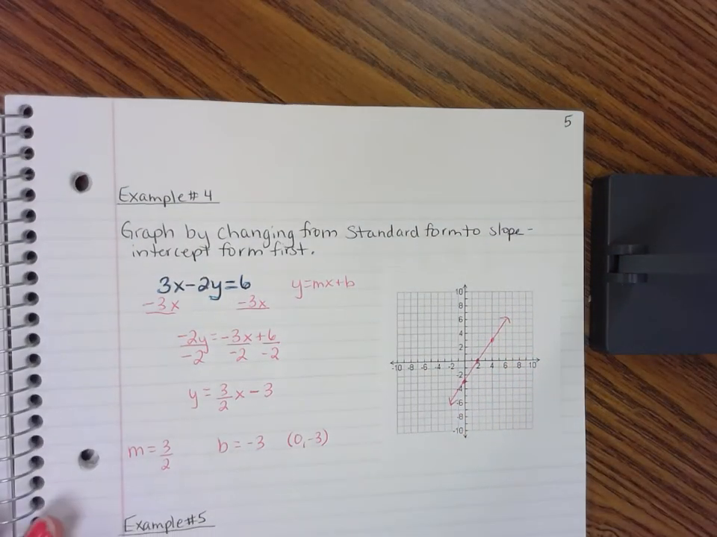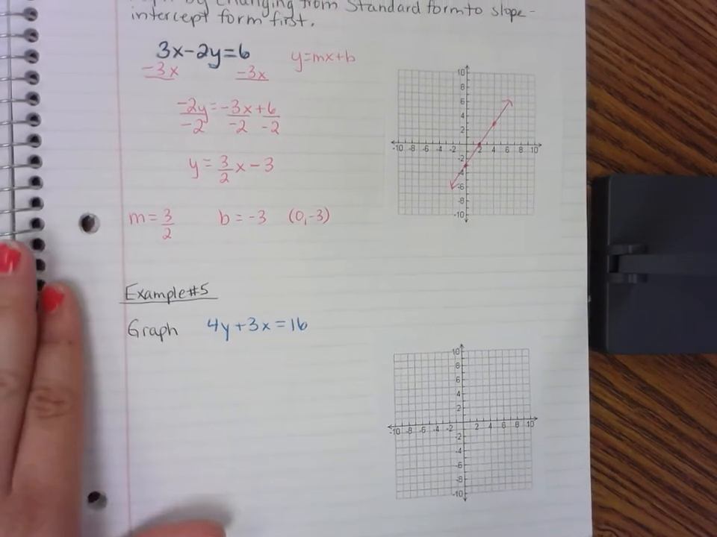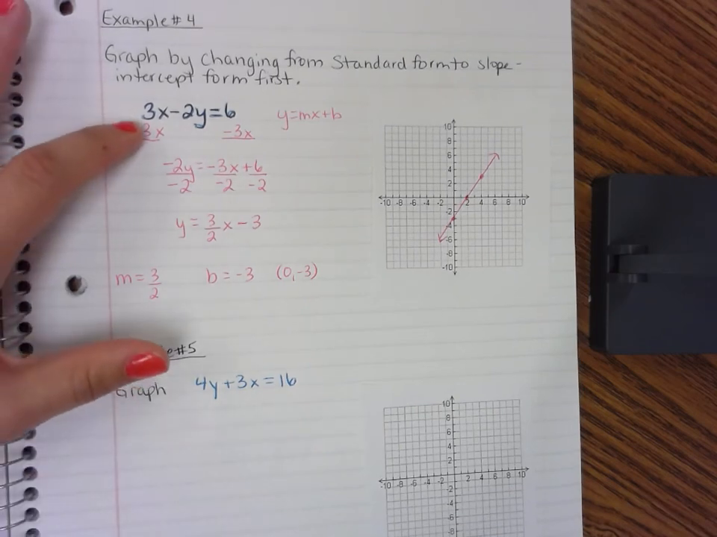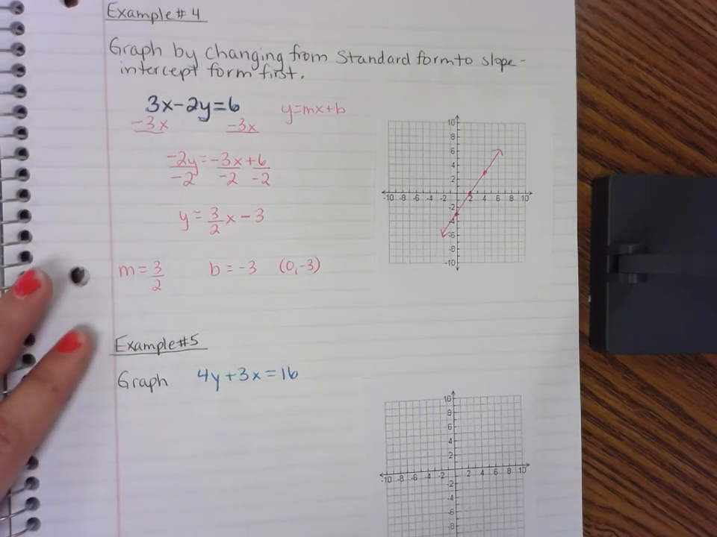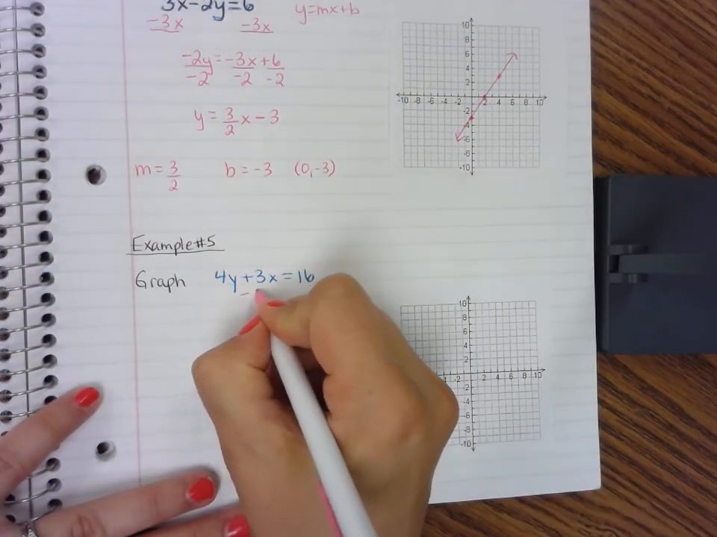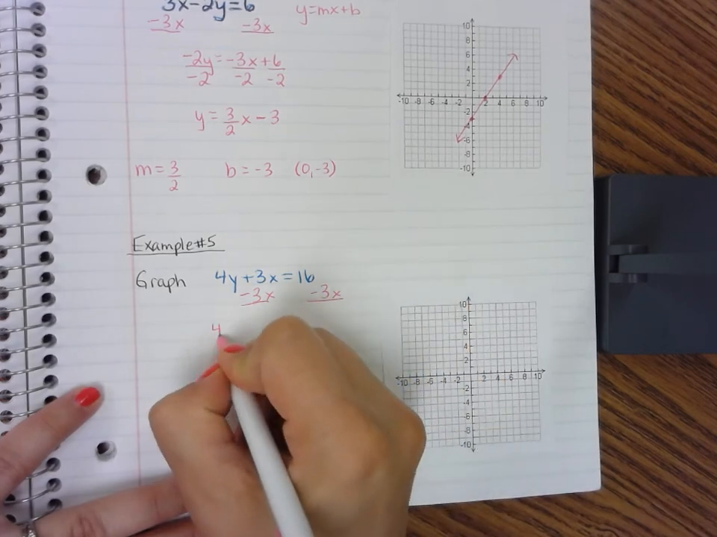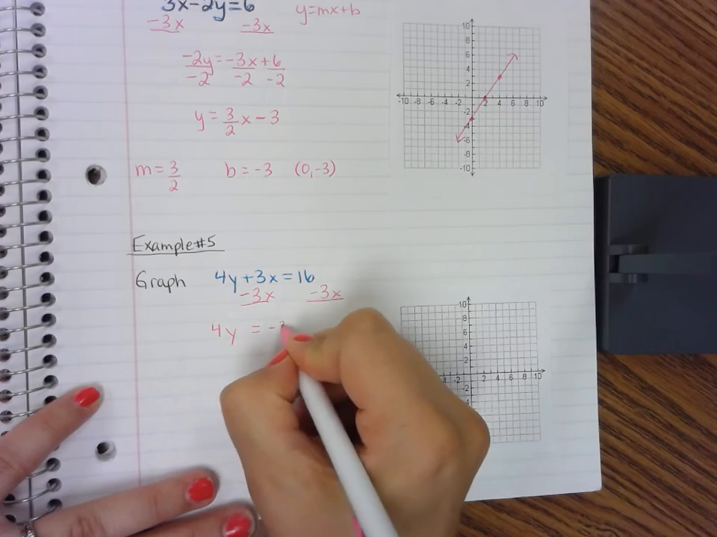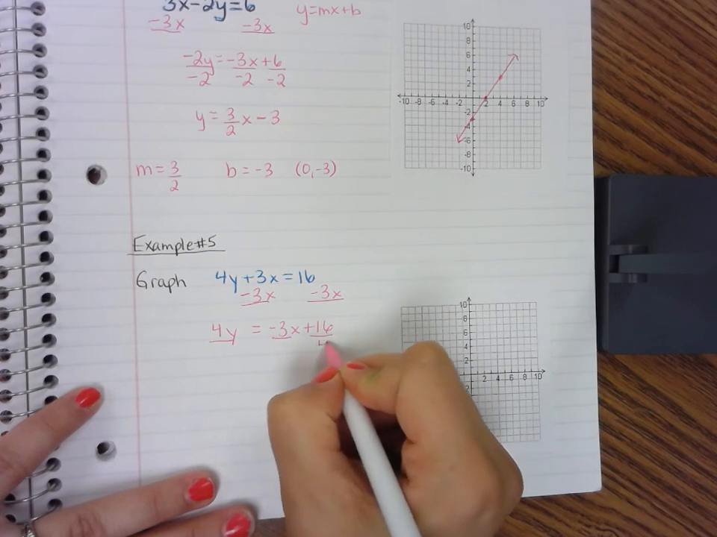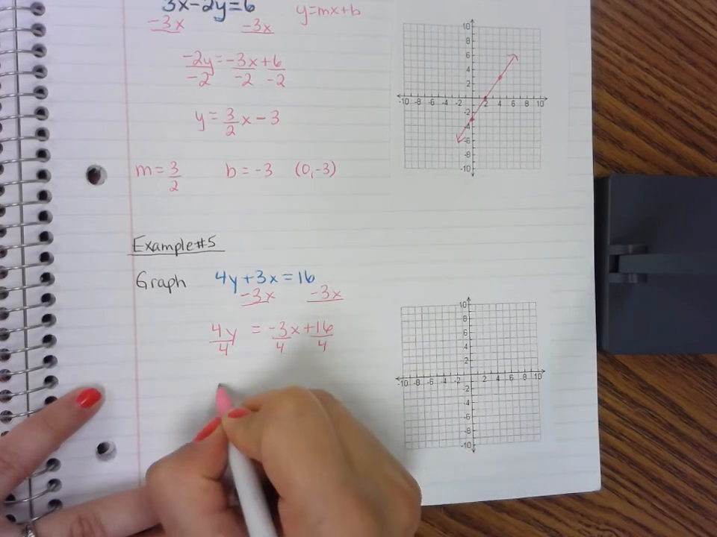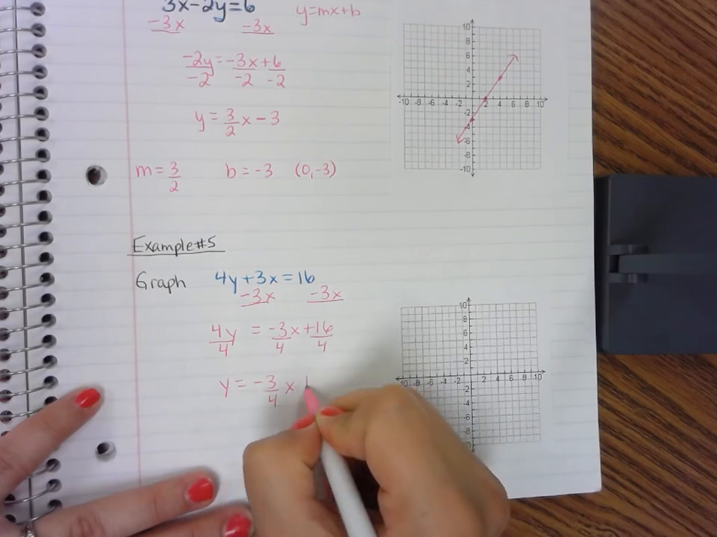Our last example is 4y plus 3x equals 16. The only difference between these two is that the x came first in the previous example, and now the x is second in this example. So we are going to subtract 3x from both sides. 4y is equal to negative 3x plus 16. Divide everything by 4. Notice I do it separately. Y is equal to negative 3/4 x plus 4.